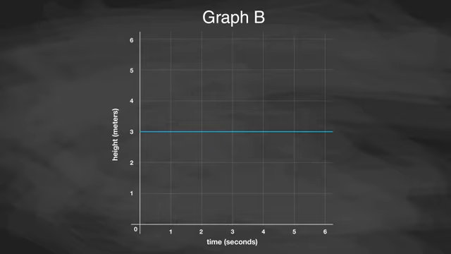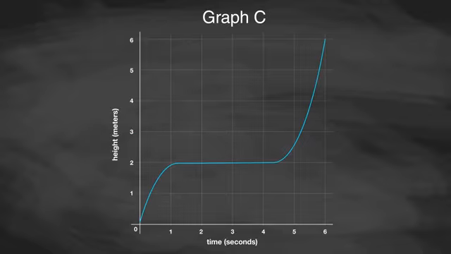Graph B is a constant graph. In the context of the problem, it represents the flag starting out at 3 meters above the ground and then staying at that height the entire time. This doesn't seem very realistic for a flag ceremony. The flag starts at one height and never changes from it. This would be considered an unrealistic graph of the situation.